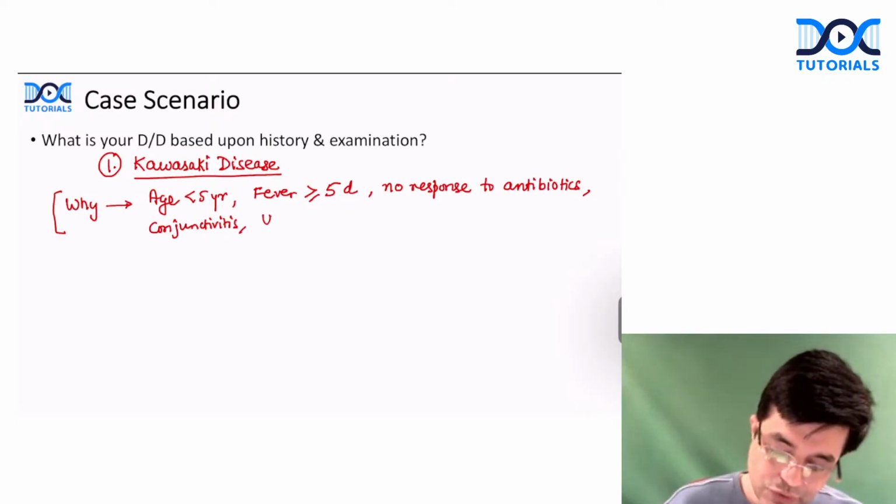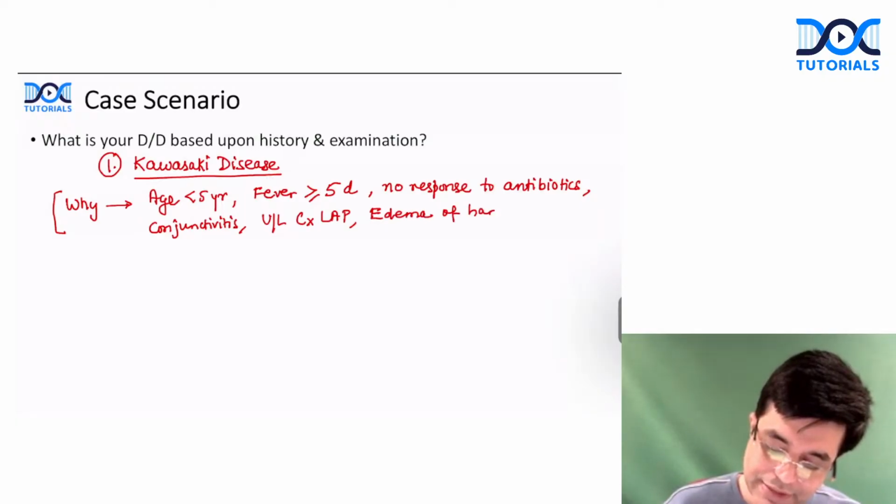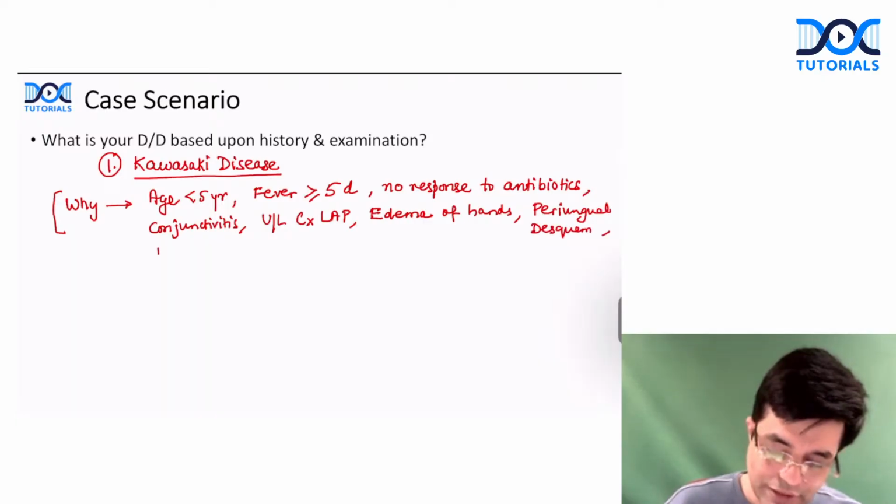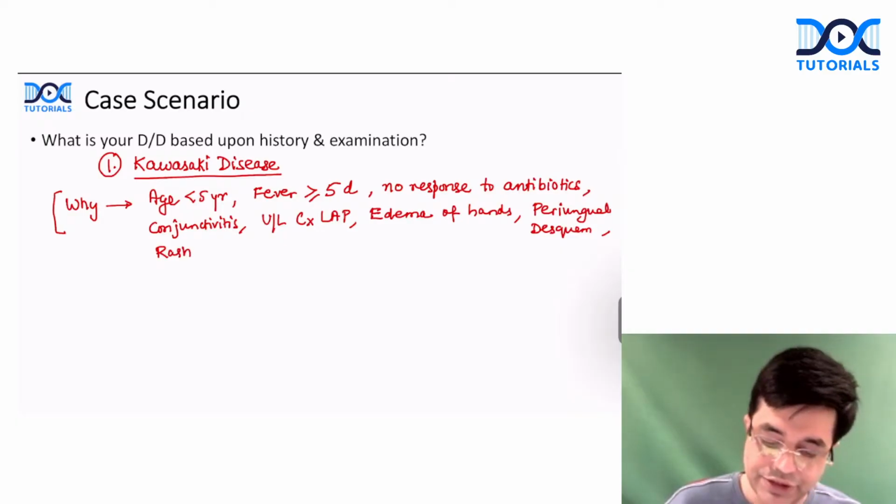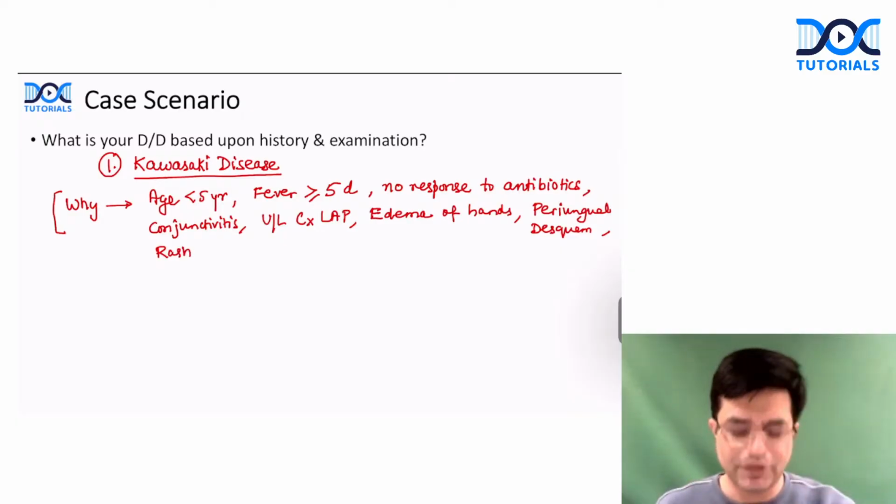There is unilateral cervical lymphadenopathy, which is significant. There is edema of hands and feet, bilateral hands. There is periungual desquamation, which is present. And there is also rash, which is present in the perineal region. Rash can be present anywhere in these patients.